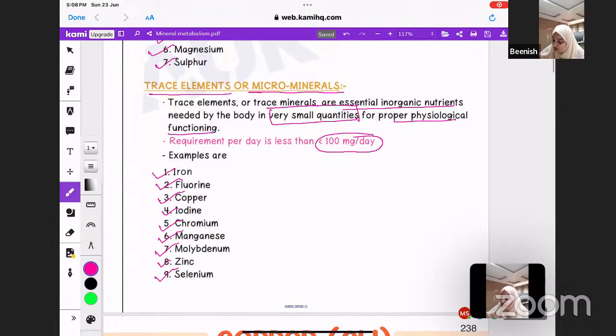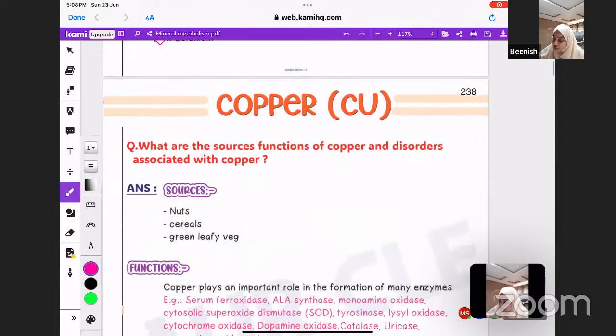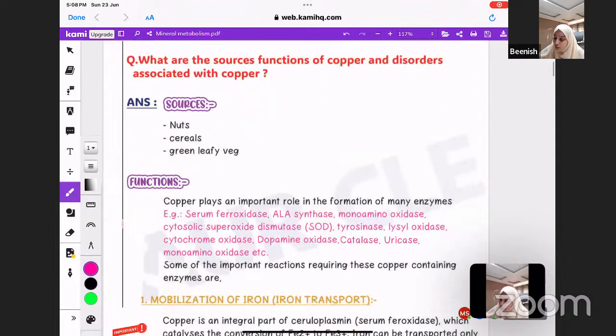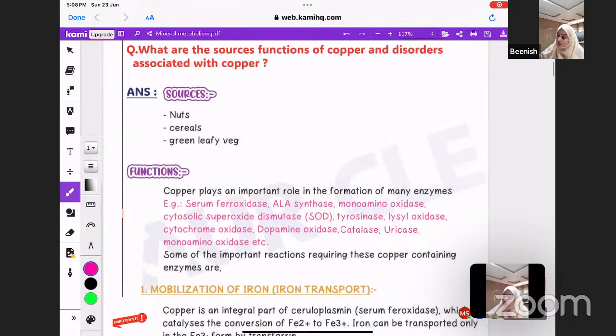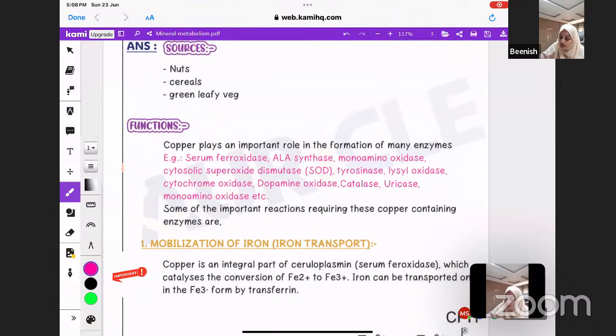Okay, now let's talk about the individual minerals one by one. So we'll begin with copper, very important. What are the sources and functions of copper, and then the disorders associated with it? Talking about the sources of copper, you get it from nuts, cereals, and so on. Copper plays an important role in the formation of many enzymes. Copper is actually a component of various important enzymes.